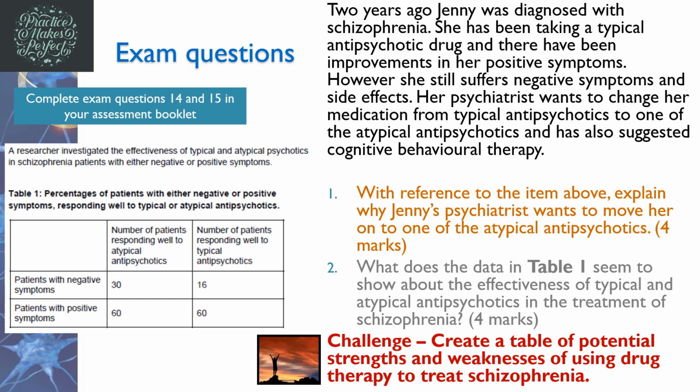What does it generally say about patients who are on atypical antipsychotics? What do they respond well to versus typical antipsychotics? Back that up with a result from the table. And then secondly, patients with positive symptoms, you want to be saying that they're responding the same, and again, back it up with a result. Have a go at writing that. Pause the video now, and I'll go through the answers.